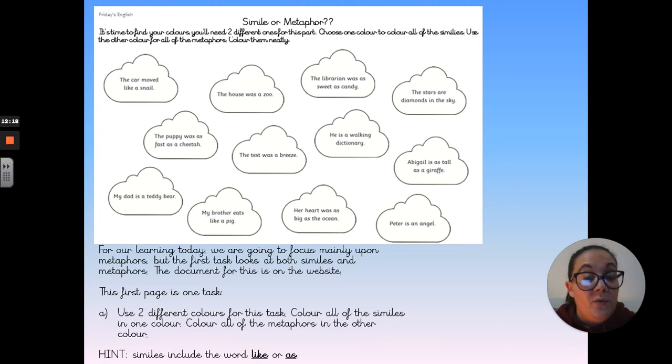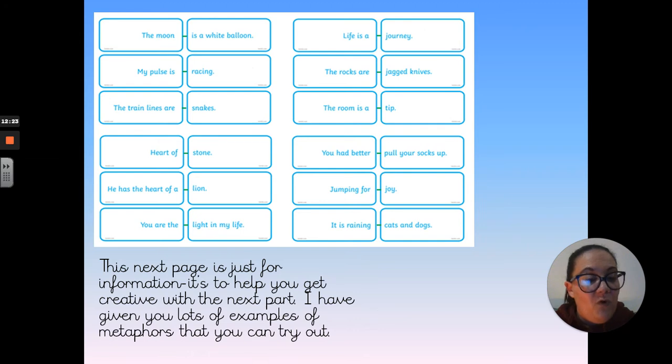Okay, so that's an explanation of what you need to do to begin with. I'll move on to the next part now. Right, this part here is purely for information to help you with the next part. Now, I have given you here examples of metaphors, and I have joined them together with just a little line in between. So what I would like you to do is to choose one of these metaphors. I really like the rocks are jagged knives. That's the one I just pointed to. I quite like that one, but you can pick whichever you like.